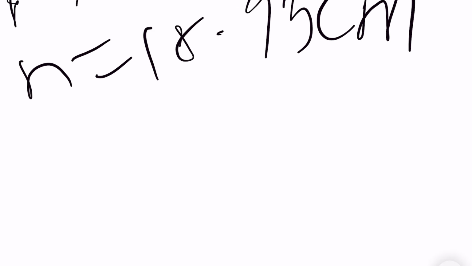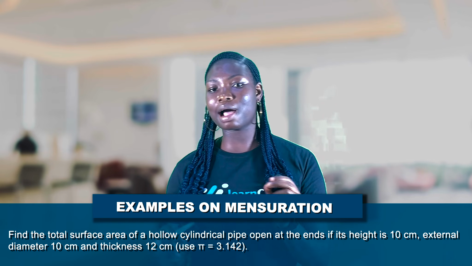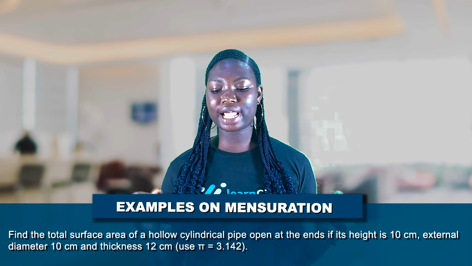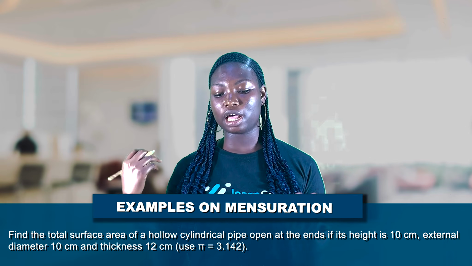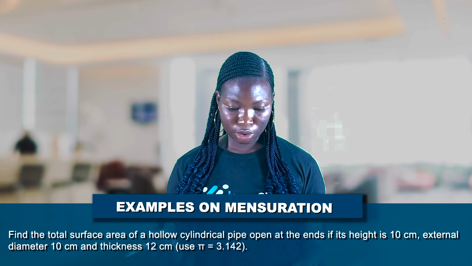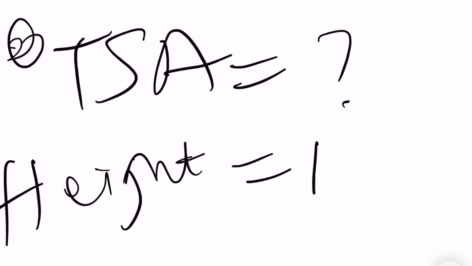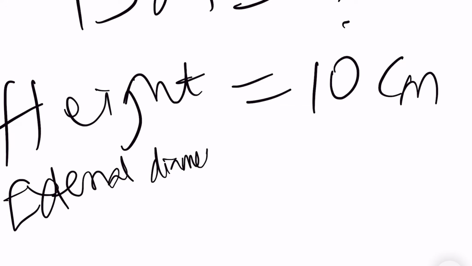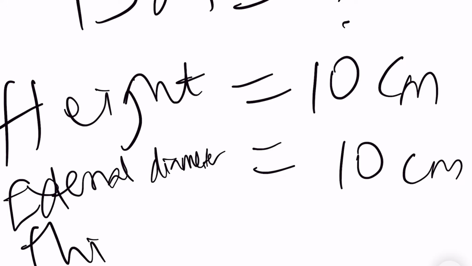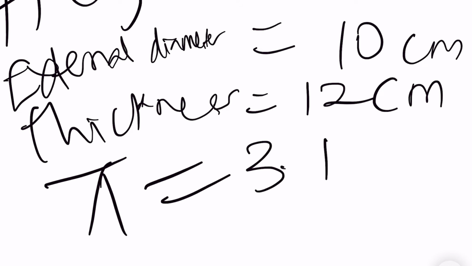So this is the height at which the remaining field is raised, which is 0.1895 meters. Now the second example for today says, find the total surface area of a hollow cylindrical pipe open at the end if the height is 10 centimeters, external diameter 10 centimeters, and thickness 12 centimeter. Use pi to be 3.142.